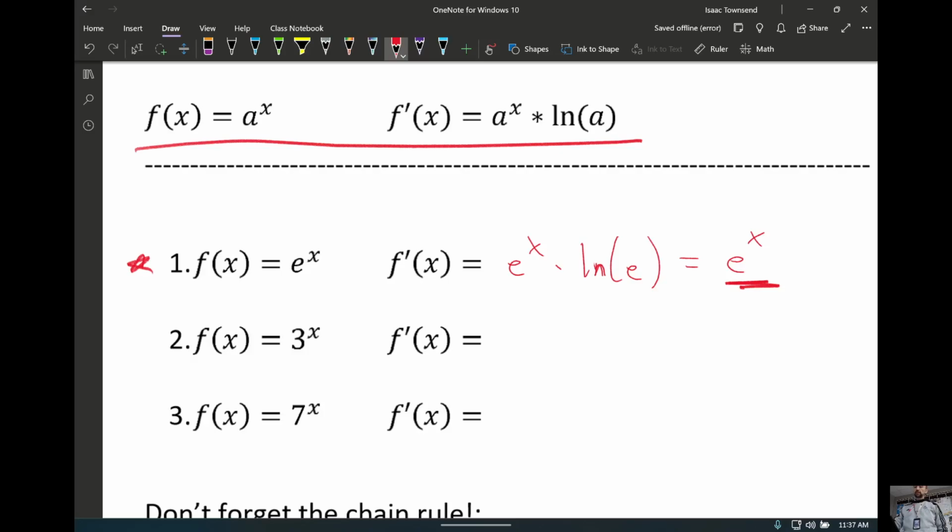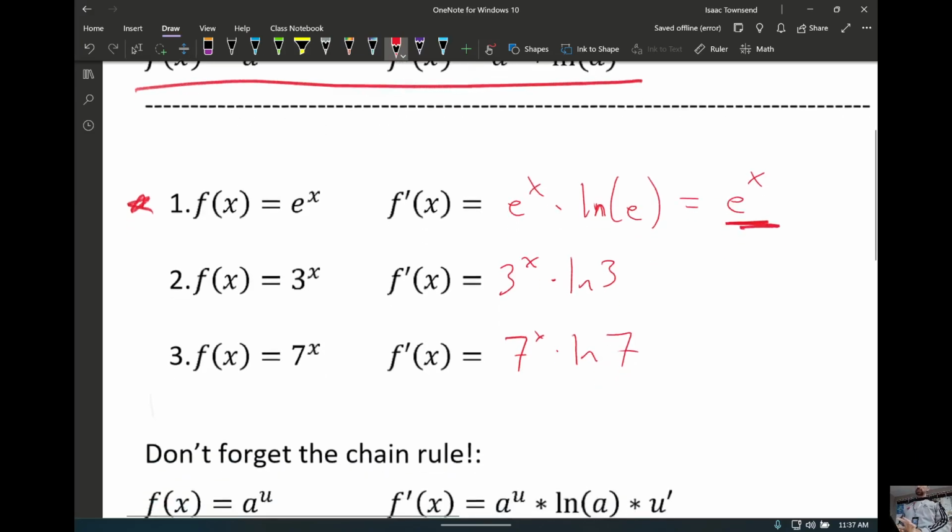So if it's 3 to the x, it's going to be 3 to the x times a natural log of 3. If it's 7 to the x, it'll be 7 to the x times a natural log of 7. So if you understand that it's really true for question 1, we just don't need to say that, it's unnecessary because it ends up being 1, then you already know how to do these questions.